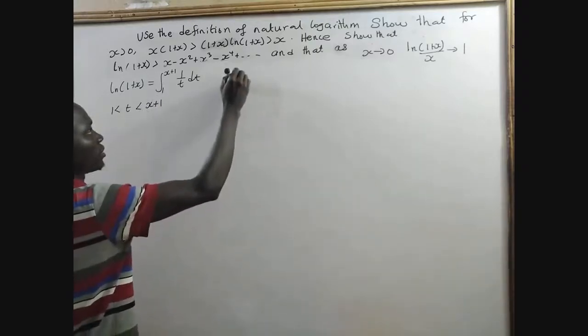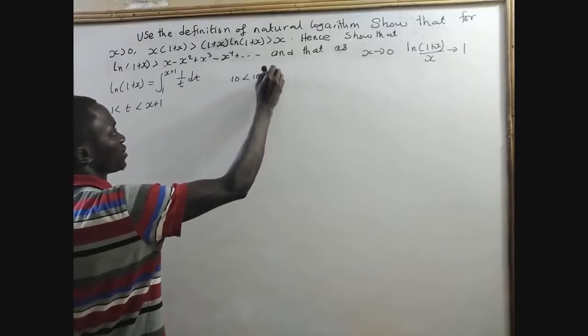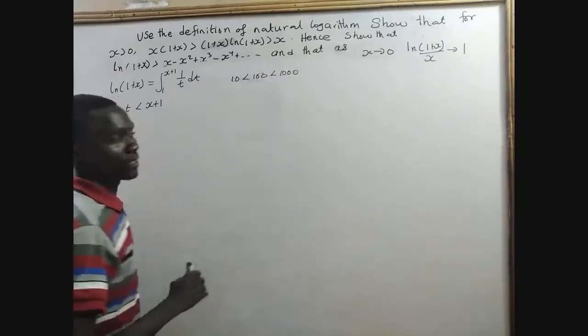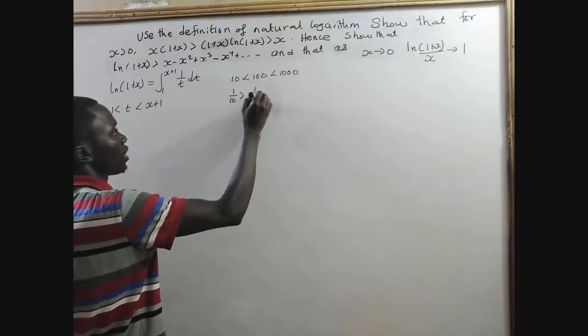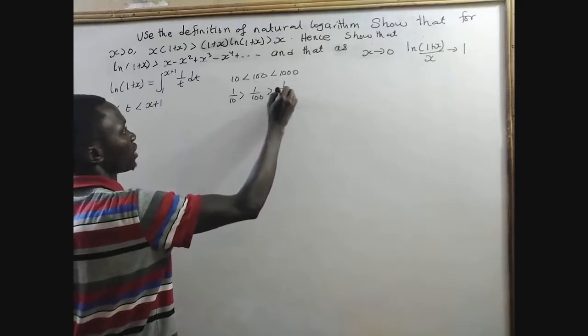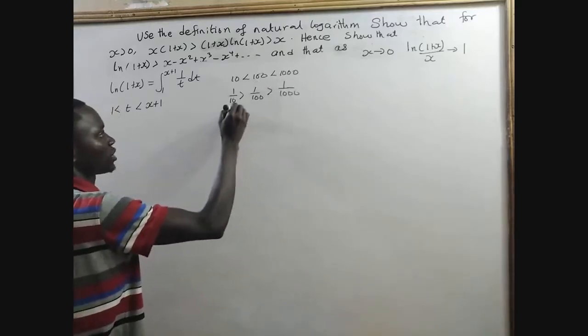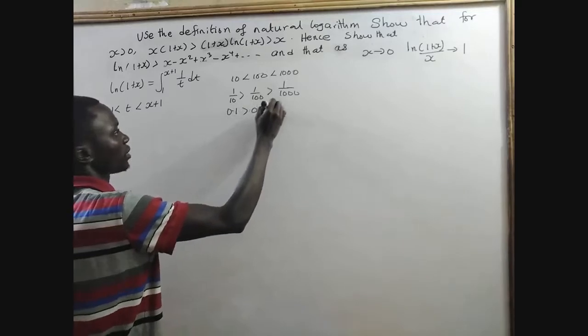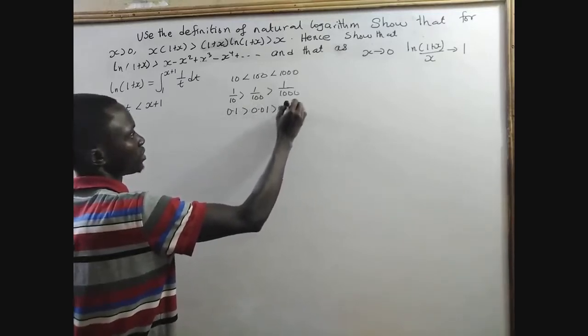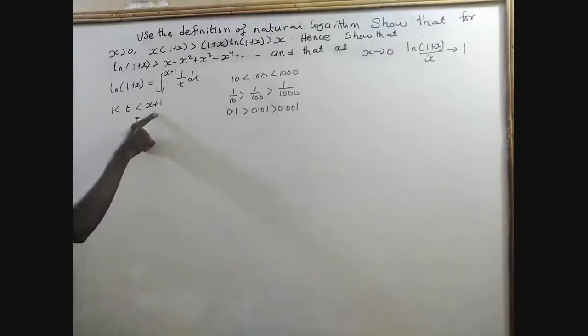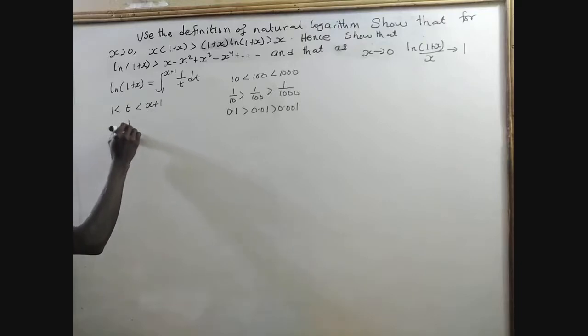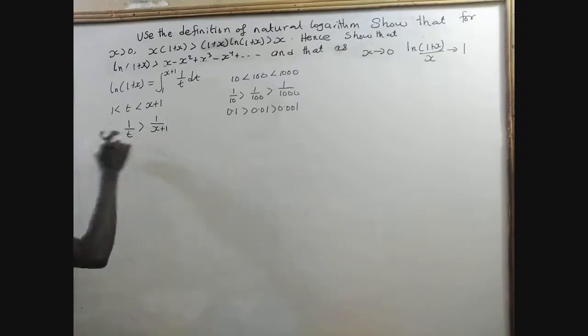Look at this. 10 is less than 100, but 100 is less than 1000. Right, but let's turn this upside down. 1 over 10 will be greater than 1 over 100, which will also be greater than 1 over 1000, because this is 0.1, 0.01, 0.001. So we are going to do the same here. We are going to turn each upside down. So first, 1 on t is greater than 1 on x plus 1. This is 1, so if you turn it upside down, it will still become 1.